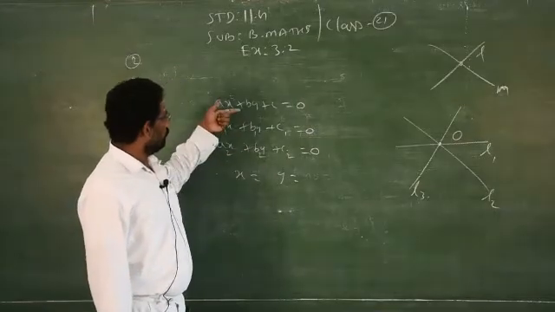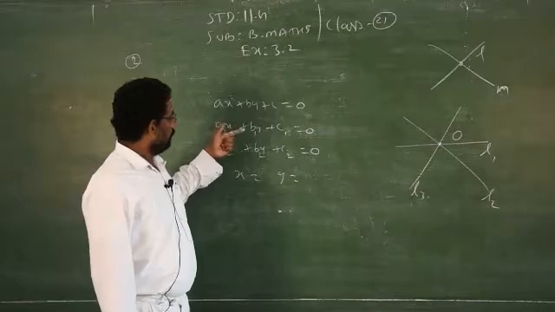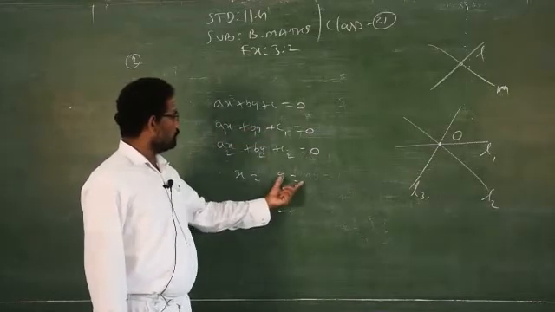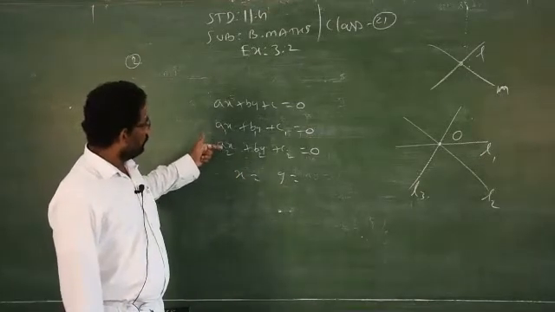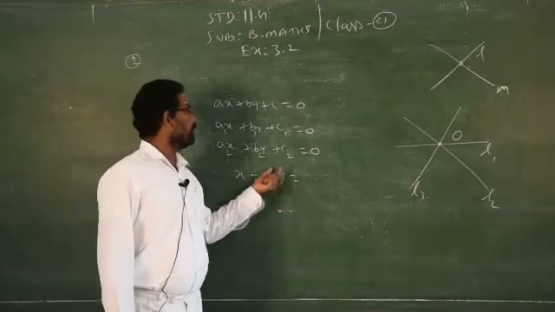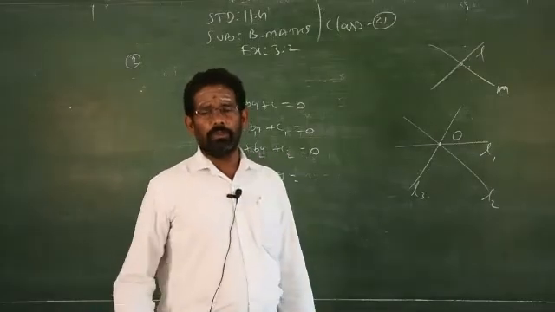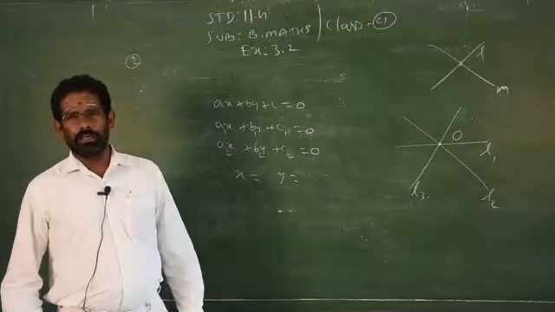Suppose you take the first two equations. You find the values of x and y using the first two equations, then replace these two values in the third equation. If you take the second and third equations to get the values of x and y, substitute these two values in equation number 1. If the equations are satisfied, then you say these three lines are concurrent lines. Clear? This is one method.